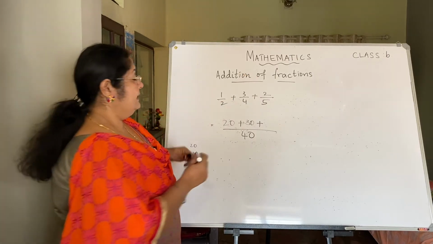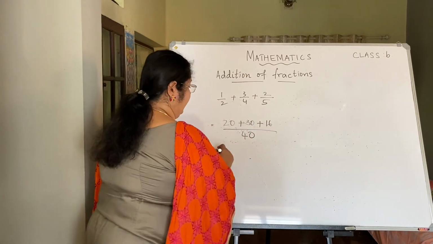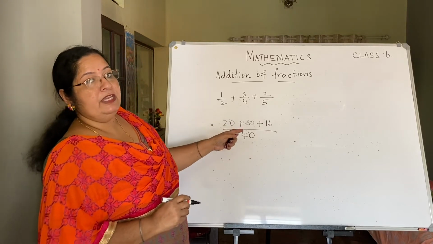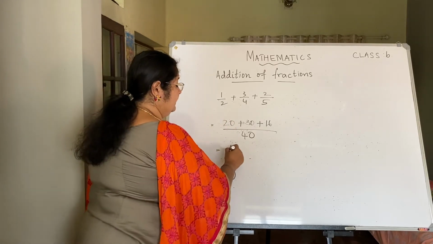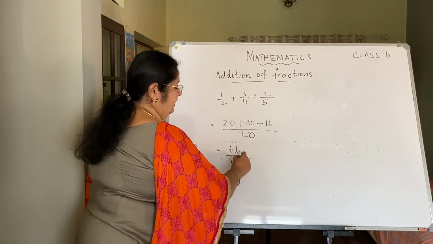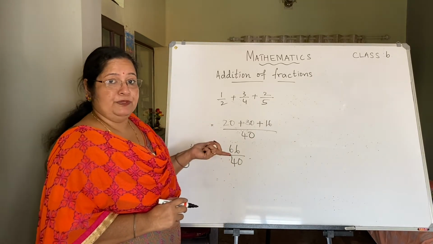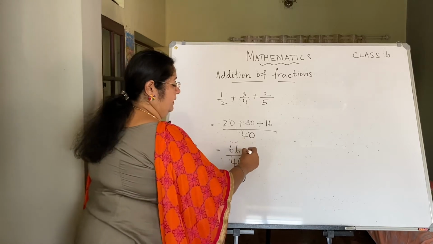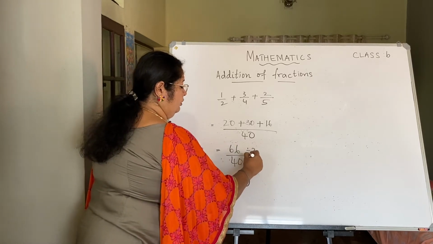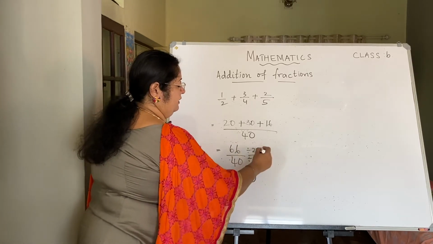8 into 2, 16. Now add up. 20 plus 30, 50. 50 plus 16, 66 by 40. This is the required fraction. Now this you can reduce. You can divide with 2. So dividing both the numerator and denominator with 2.